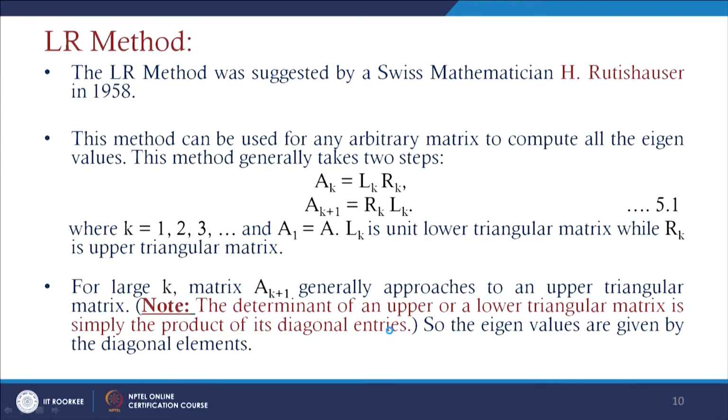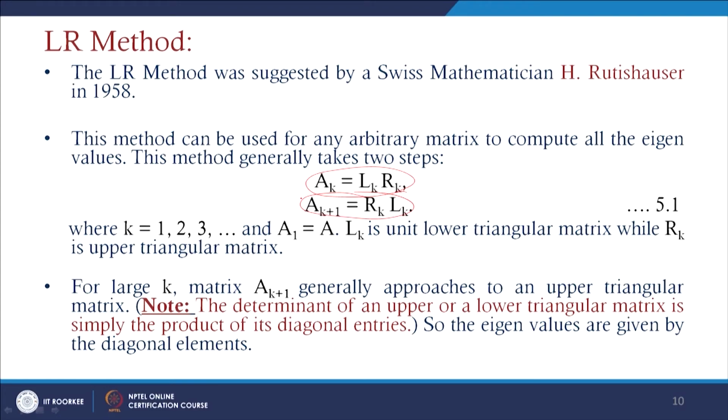The LR method was first suggested by a Swiss mathematician H. Rutishauser in 1958, and this method can be used for any arbitrary matrix to compute all the eigenvalues. This method generally takes two steps. In the first step we write Ak equals Lk Rk, and in the second step we write Ak plus 1 equals Rk Lk. If L and R are both symmetric matrices, then both these values are equal, where k equals 1, 2, 3, and first we consider A1 equals A here.